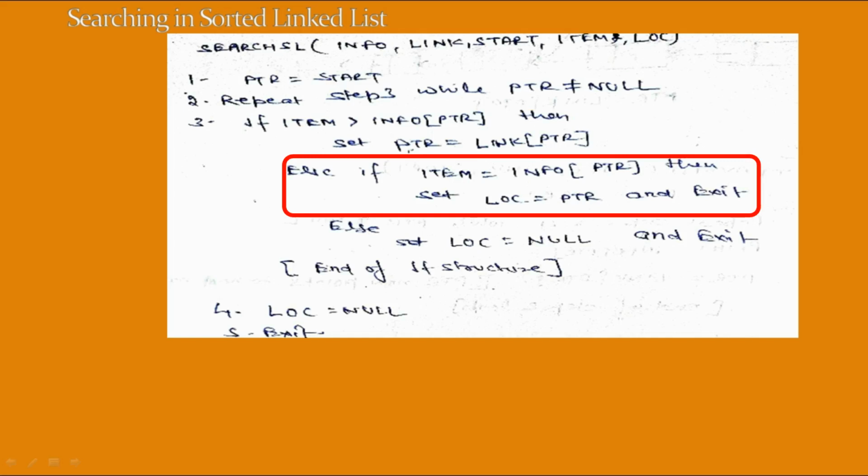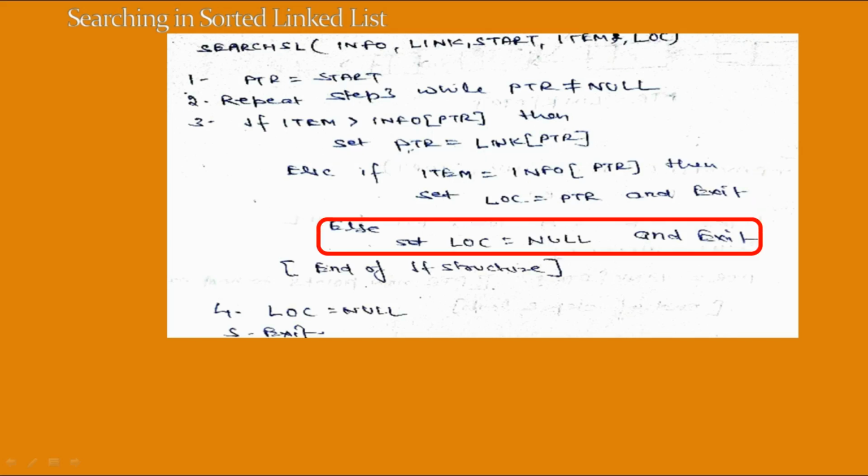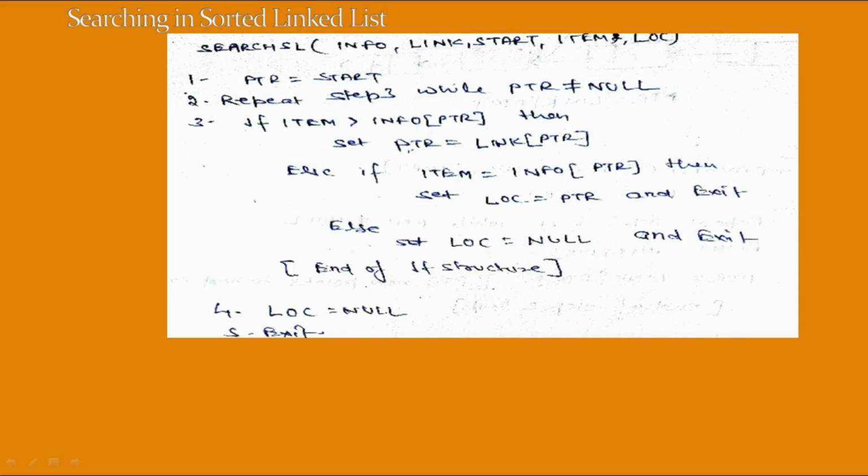Otherwise, if the item is matched with the current info field, then we simply assign the address stored in the PTR to the location and exit. Else LOC equals null and exit. That means the element is not found in the linked list. We can see this process in this example.